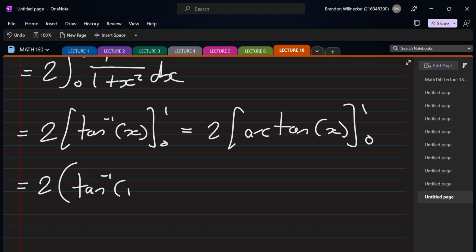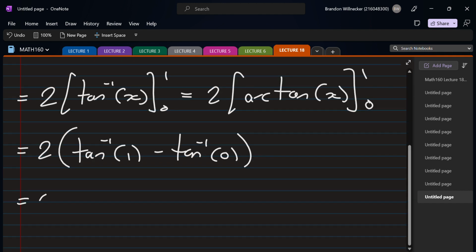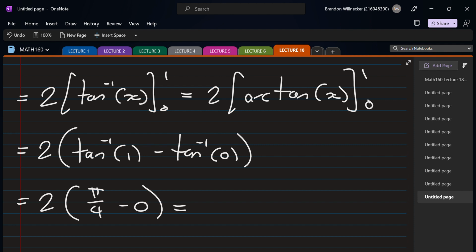So arctan of 1 minus arctan of 0. Again, just thinking backwards there. Tan of pi over 4 is 1. Arctan of 1 is pi over 4. Okay, and then for the 0, tan of 0 is 0. So arctan of 0 is 0. Again, goes back and forth. 2 times pi over 4, that's pi over 2.